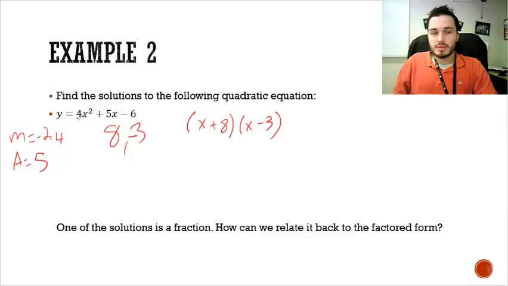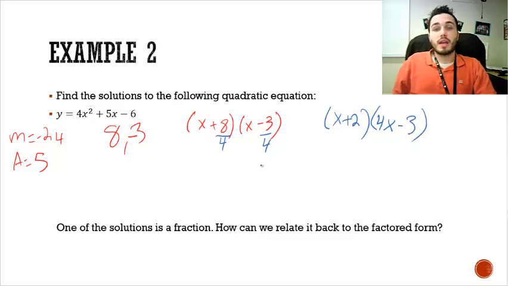Bottoms up, I need to divide by that 4. So divide by 4, divide by 4. 8 divides perfectly by 4, and that is 2. 3 does not divide perfectly by 4. It doesn't simplify either, so the 4 bottoms up in front of the x. 4x minus 3. So once again, I need to solve these.